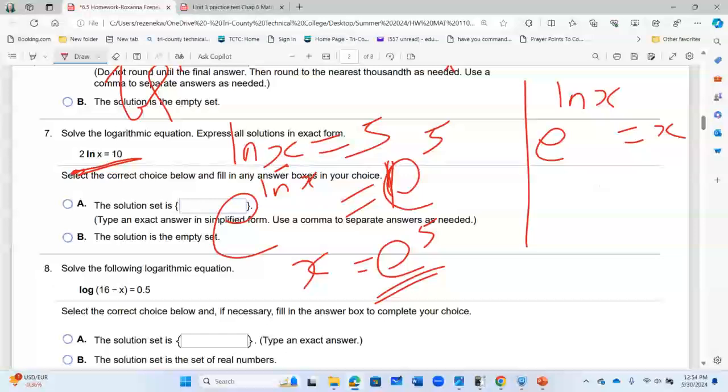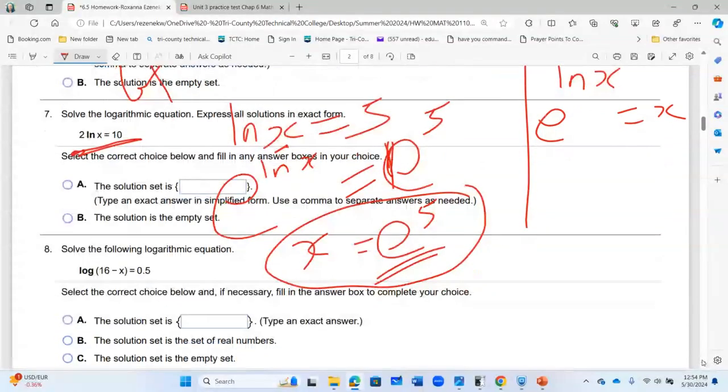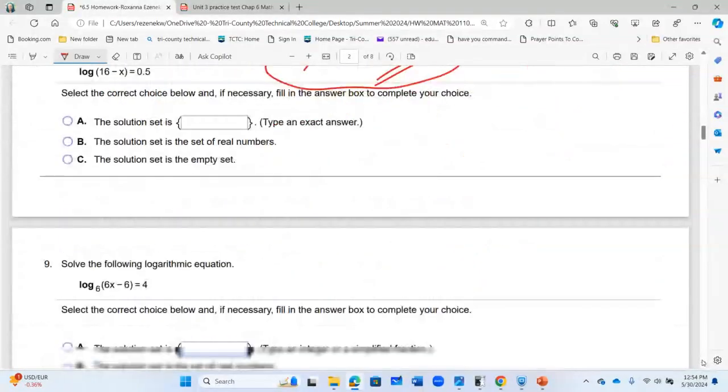If I'm told to get the answer, I can just put that in my calculator. I can leave my answer like this. e is a number, 2.72. So e to power 5, I can leave my answer in exact form like that. Okay, so let's go to the next ones.